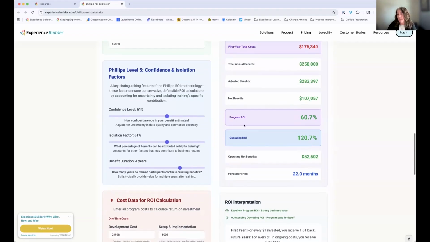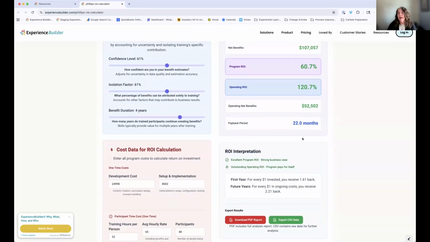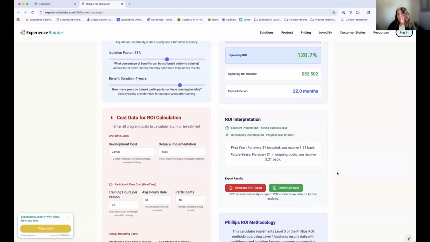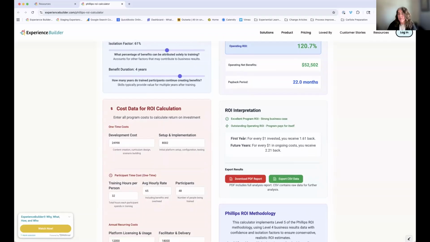So in this particular case, your program has a 60% ROI. This is very, very good. Your operating ROI is 120, your net operating benefits, and your payback period, if you will. I also like this thing at the bottom here. This tells you that it's excellent, right? It's outstanding. It gives it to you in sort of English. First year, for every $1 invested, you receive $1.61 back. But future years, when those one-time costs have already been absorbed, every $1 is going to give you 2.21 back.